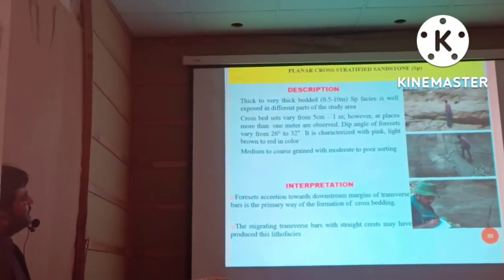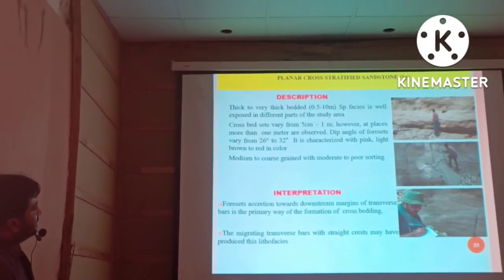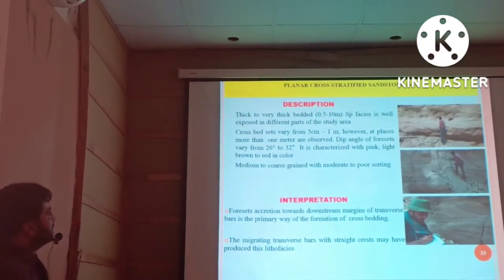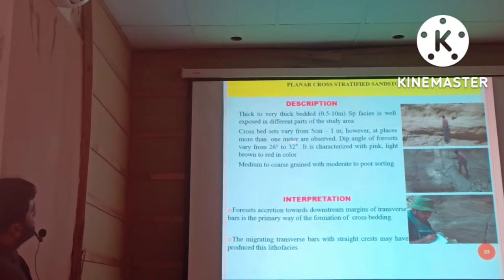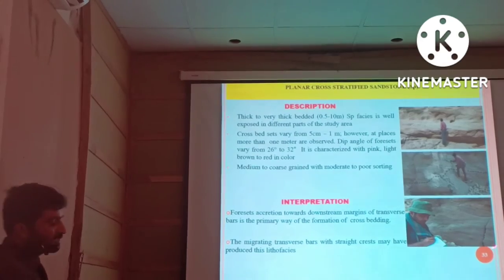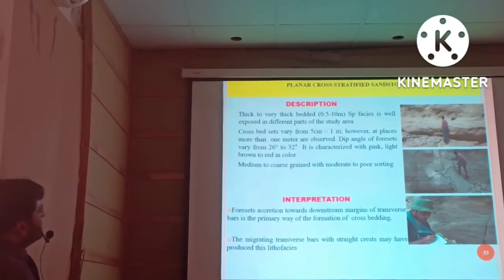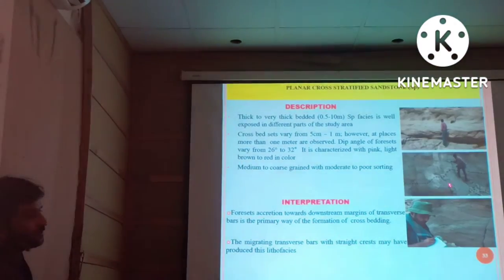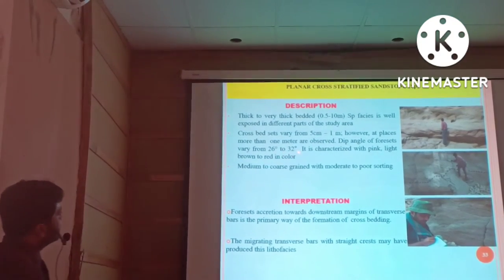Then the planar cross stratified sandstone facies is thick to very thick bedded, ranging from 0.5 to 10 meters. This facies is well exposed in different parts of the study area, and the cross bed set thickness varies from 5 cm to 1 meter. As you can see in this lower photograph, there are smaller sets as well as larger sets. At places, very large planar cross bed sets were also observed, as you can see in this diagram. The dip angle of the foresets varies from 26 to 32 degrees.